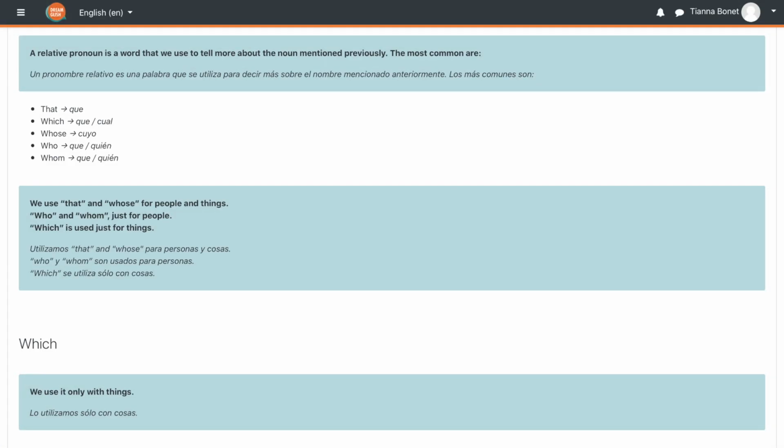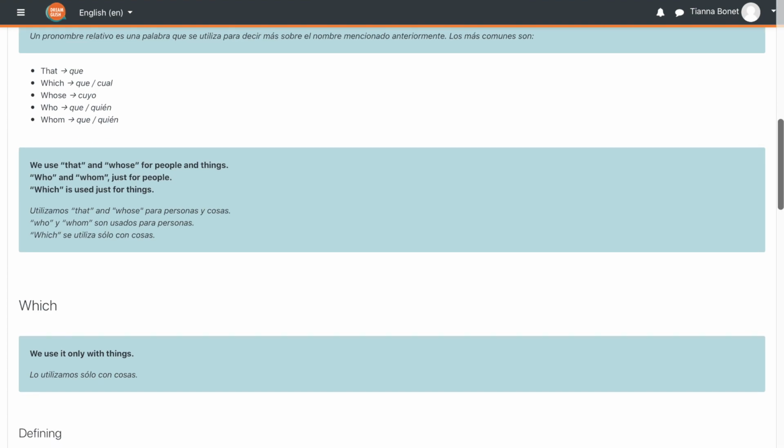In this lesson, we are talking about relative pronouns. A relative pronoun is a word that we use to tell more about the noun mentioned previously. The most common are that, which, whose, who, and whom. We use that and whose for people and things, who and whom just for people. Which is used for things.